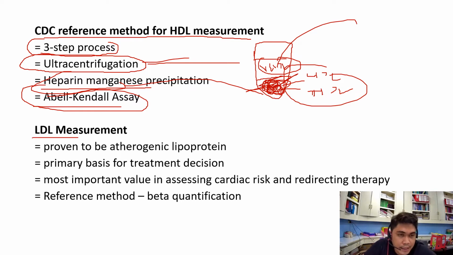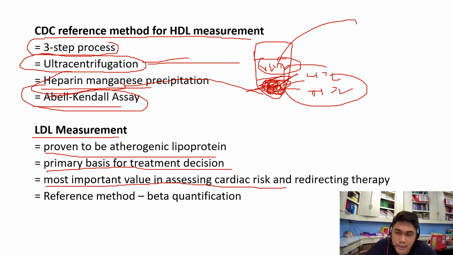The next is LDL measurement. LDL is proven to be an atherogenic lipoprotein, and it's the primary basis for treatment decisions. It is the most important value in assessing cardiac risk and directing cholesterol-lowering therapy. The reference method for LDL measurement is beta quantification.